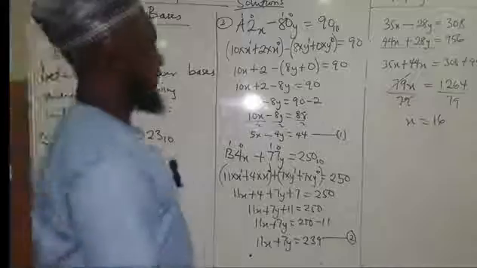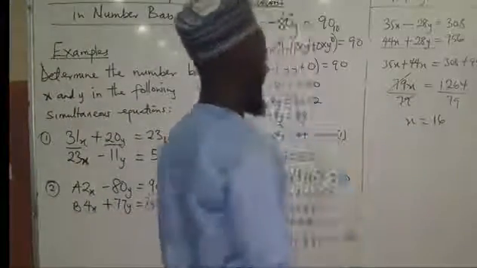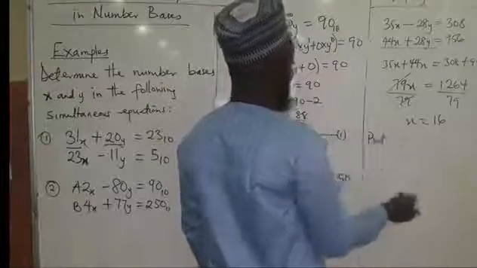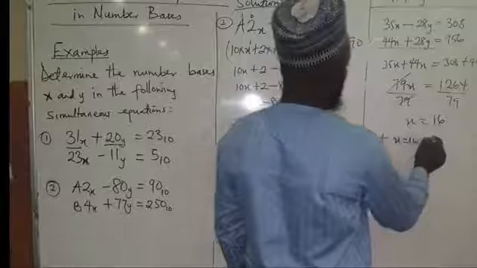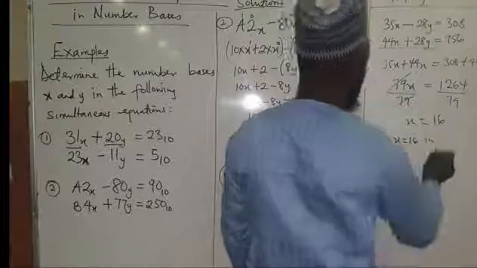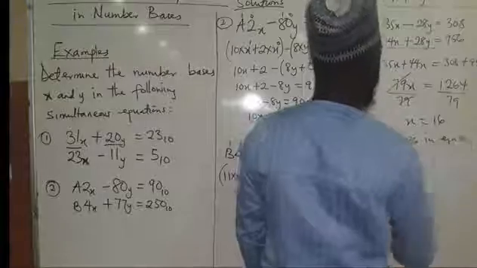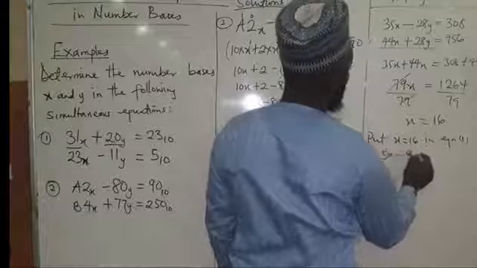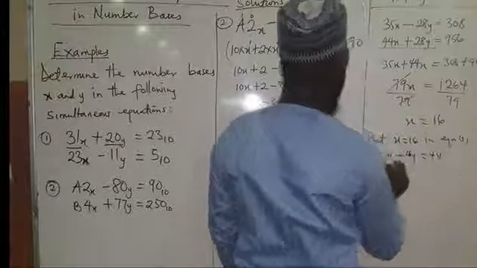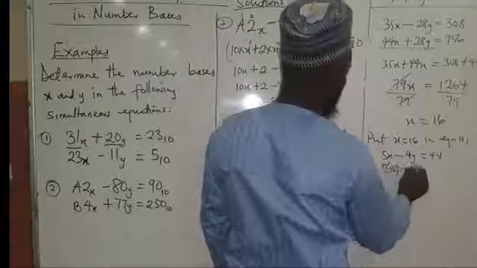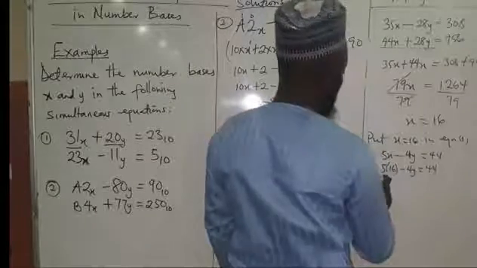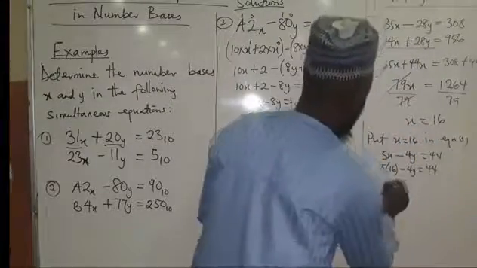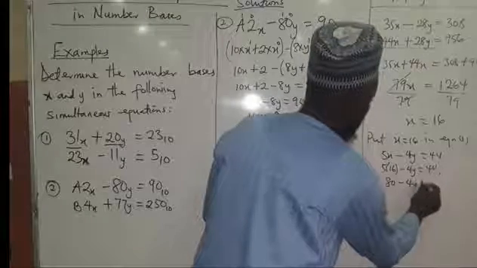And let's look for y. We have the value of x to be 16. So that means we just substitute x equals 16 in any of the two equations. In equation 1, that's equation 1: 5x minus 4y equals 44. So here that will be 5 multiplied by 16 minus 4y equals 44. So 5 multiplied by 16, 5 times 16, gives what? 80 minus 4y equals 44.